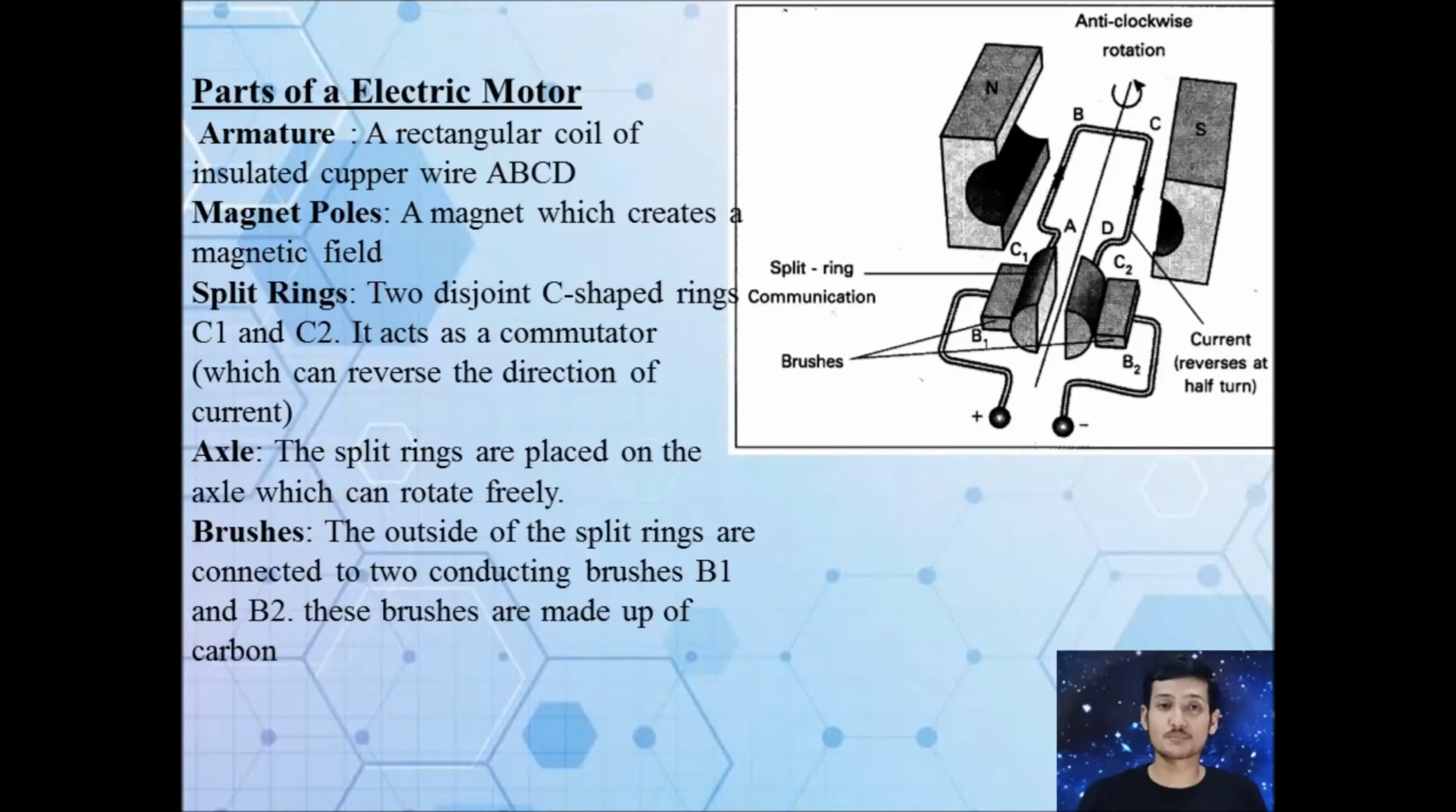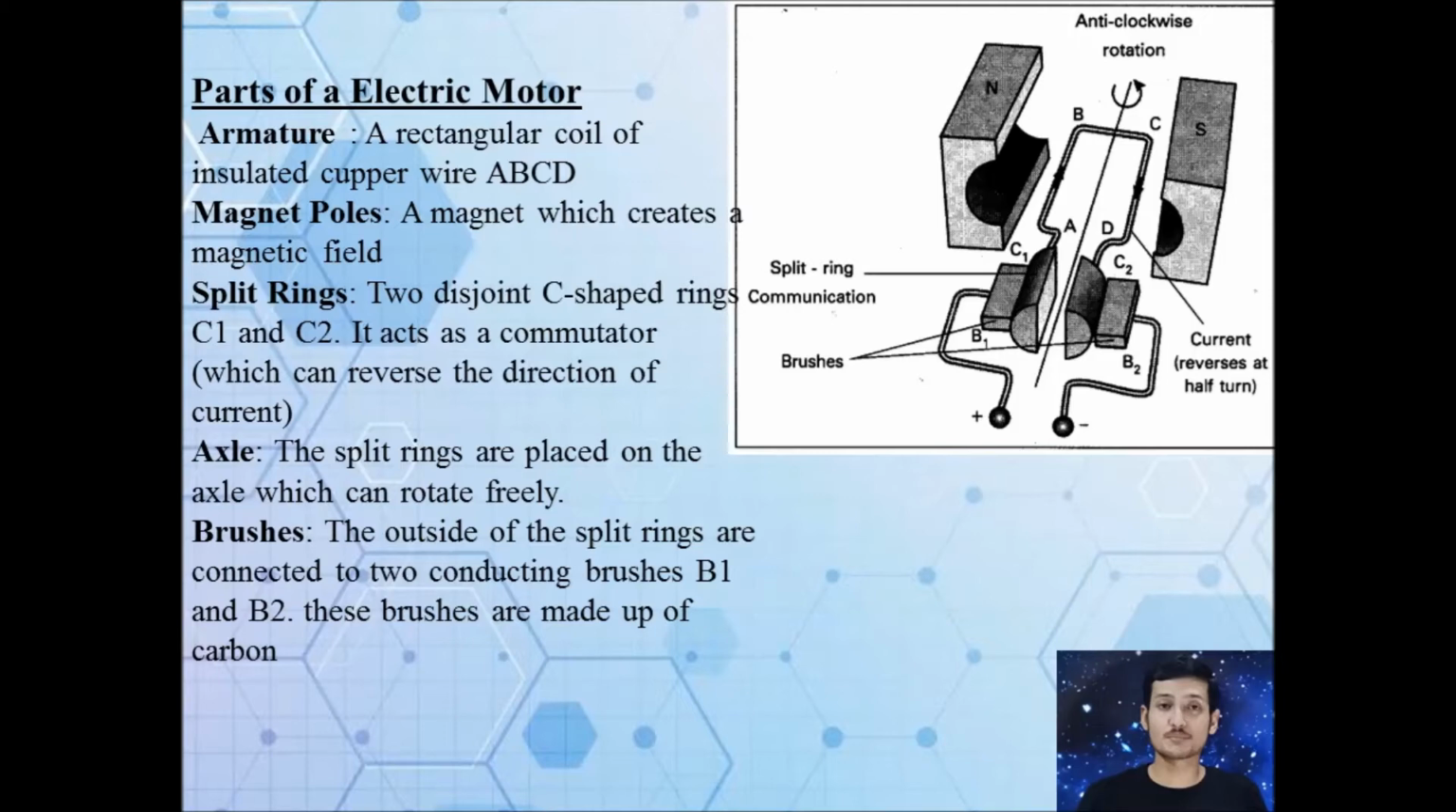These brushes are made up of carbon. Why? When there is contact between a fixed part and a rotating part, friction occurs. And when friction occurs, there are chances of wear and tear. So carbon acts as a self-lubricant. Carbon is a self-lubricant, so it reduces the friction and it helps the rotating ring. So friction is very, very less, so our loss is less.